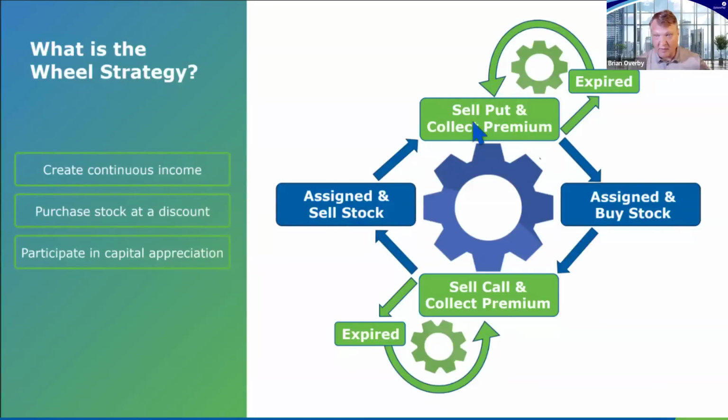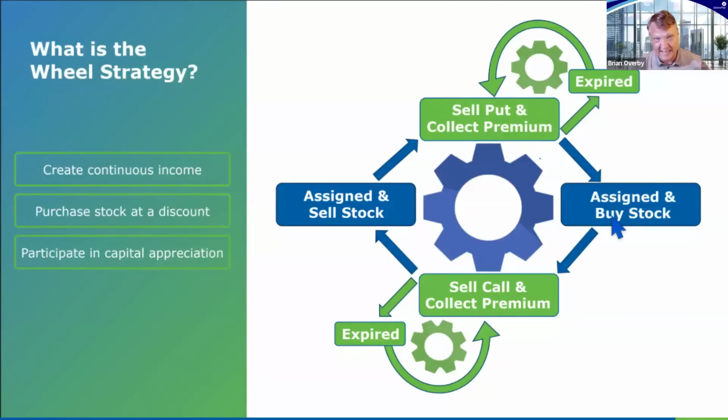So I sell a put and I collect premium. If it expires, sell another put and collect premium. And if I get assigned, I buy the stock, then I sell a call. If that call expires, sell another call, collect premium. Get assigned, I sell the stock, I generate income. Sell another put to try to buy an underlying that I like. It expires, sell another one.